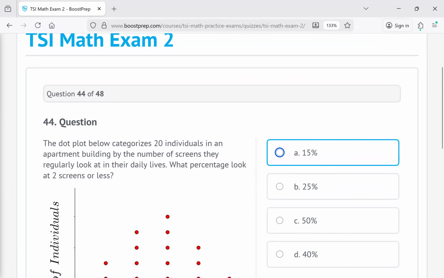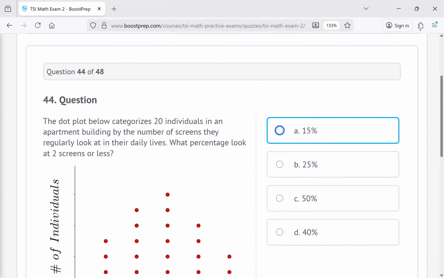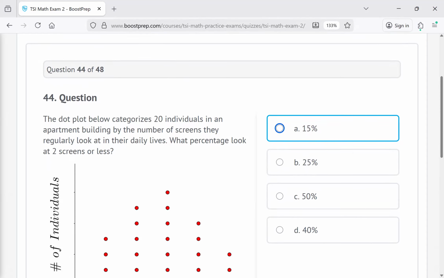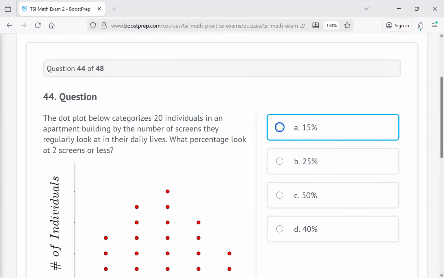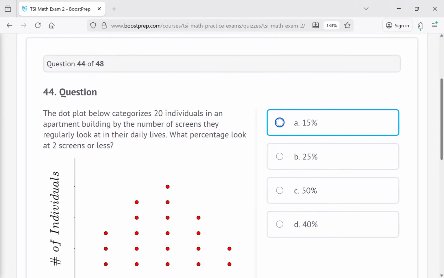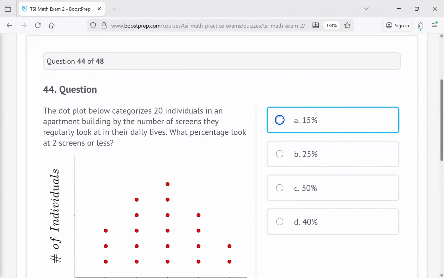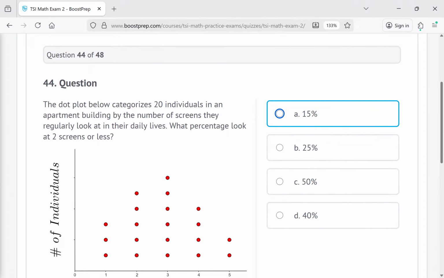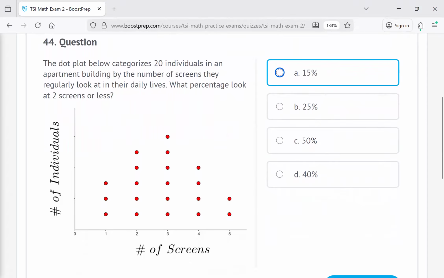Let's see here. This one. The dot plot below categorizes 20 individuals in an apartment building by the number of screens they regularly look at in their daily lives. What percentage look at two screens or less? So two screens or less, that means percentage. So let's figure out in percentage, what is the total outcome? So for screens of two or less, that means you include two. So for the screen two, how many individuals are there?